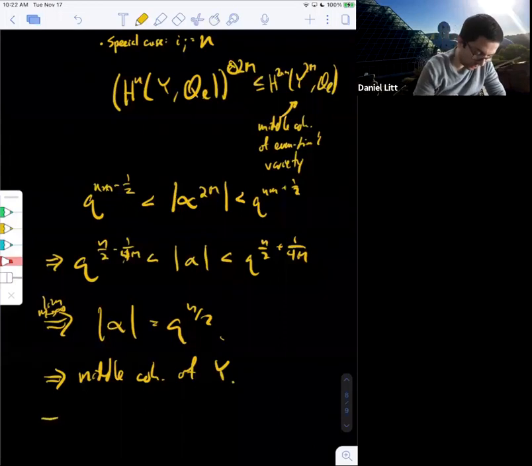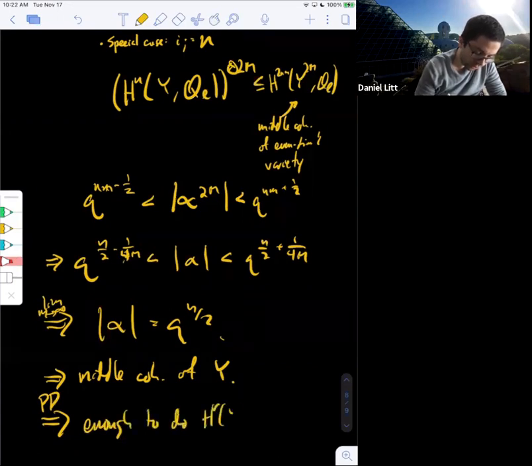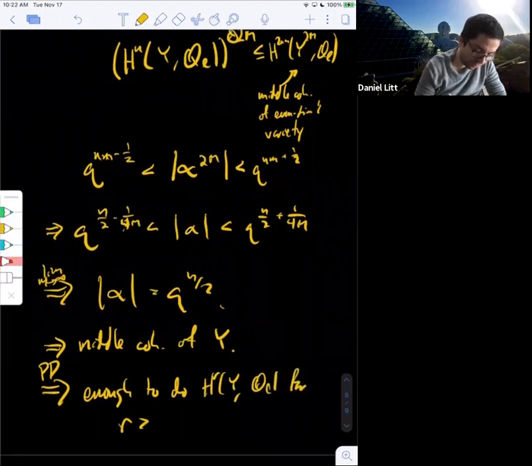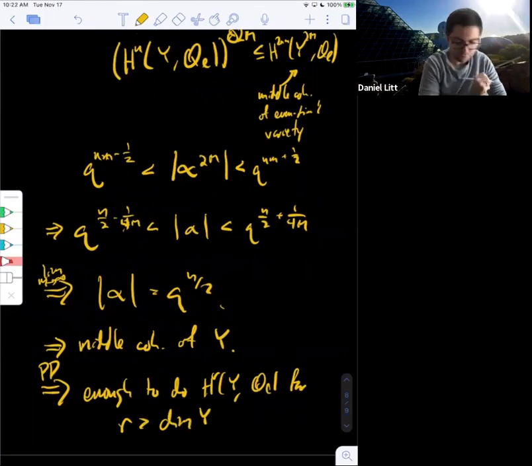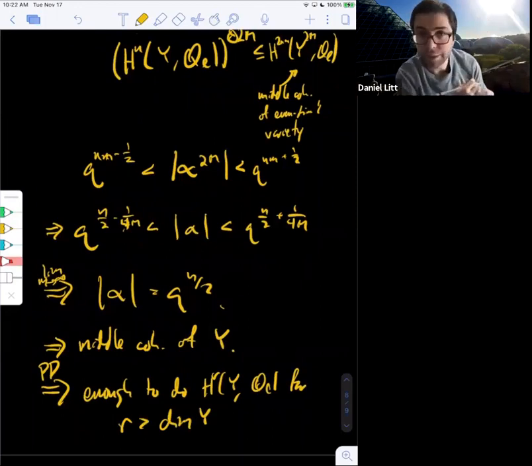Okay, so let's write: Poincare duality says it's enough to do HR of Y with coefficients in QL for R bigger than the dimension. All right, so can anyone suggest a way to do that?